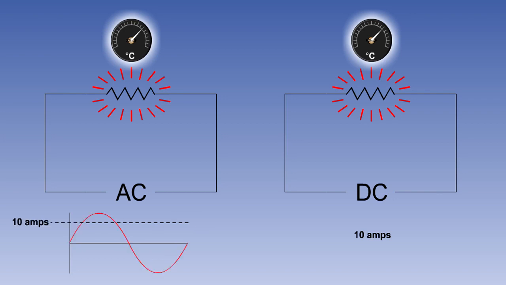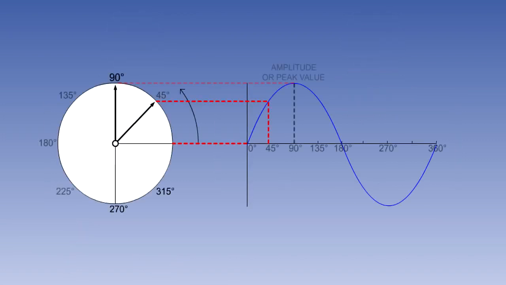To make the resistor as hot with an AC current, its peak value must be higher, so that its mean value can be 10 amps. This mean value is termed the root mean square, or RMS value. As the current or voltage rises from 0 to maximum in 90 degrees of phase angle, the mean value will occur at the midway point of 45 degrees.